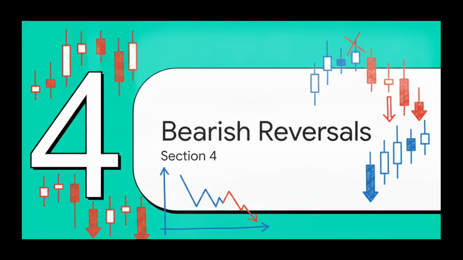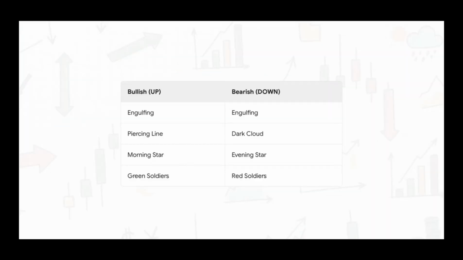Moving to Section 4, bearish reversals. So the really great news about bearish reversals: if you understood those bullish patterns we just covered, you already know these. They are the exact structural opposites. You don't need to memorize a whole bunch of complex new rules. A bullish engulfing at the bottom of a chart simply becomes a bearish engulfing at the top. The piercing line becomes the dark cloud cover, and that beautiful rising sun of the morning star becomes the fading light of an evening star when a long uptrend finally gets exhausted. It is entirely about the context.